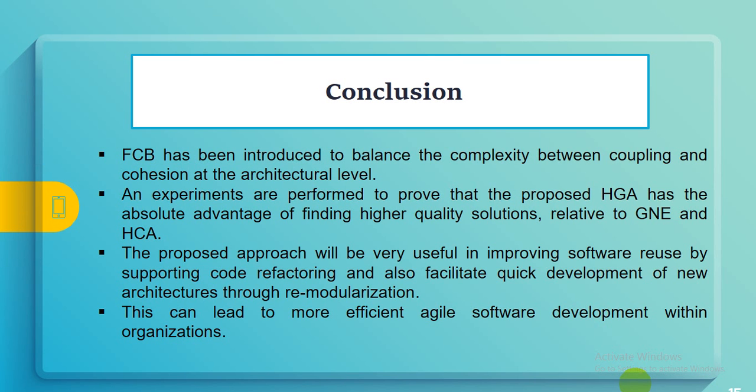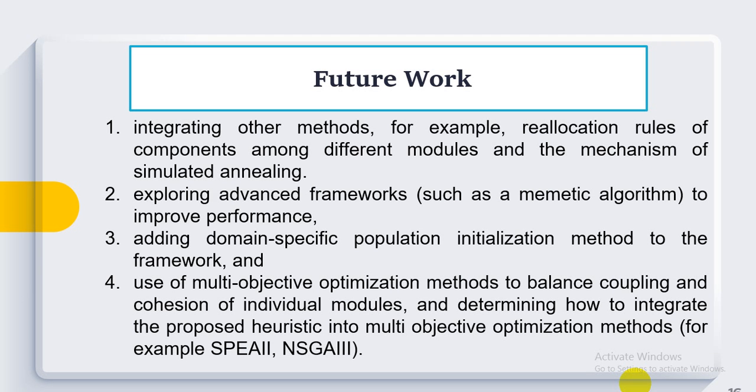The conclusion of the paper is that FCP has been introduced to balance complexity between coupling and cohesion at the architecture level, and that the customized genetic algorithm helps in finding higher quality solutions. Third, the proposed approach is very useful for improving software reuse, supporting code refactoring, and facilitating quick development of new architecture through remodularization. This can lead to more efficient agile software development within organizations.